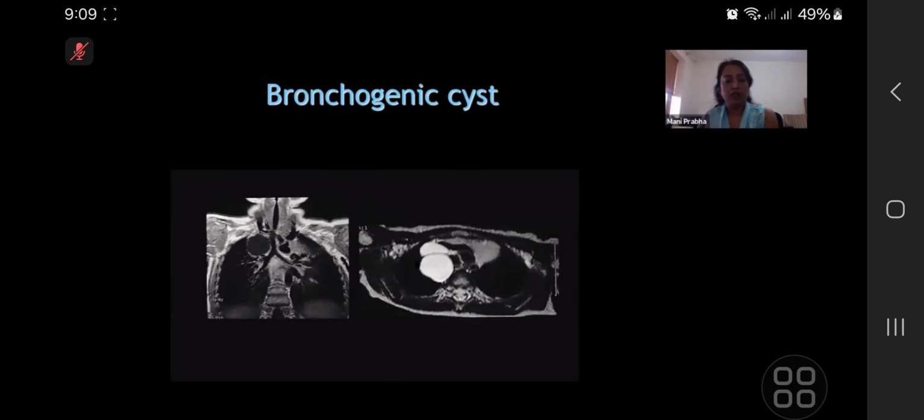So yeah, there is a cyst. It's a bronchogenic cyst. It does not cause any significant mass effect as such. It can cause mass effect, but it may not cause. It may just be silent for years together.